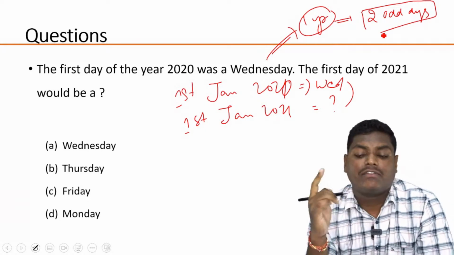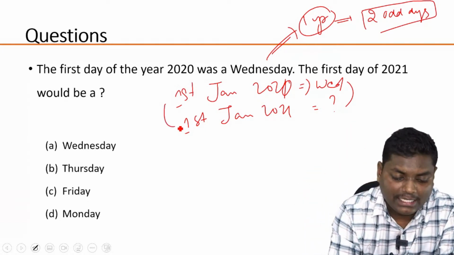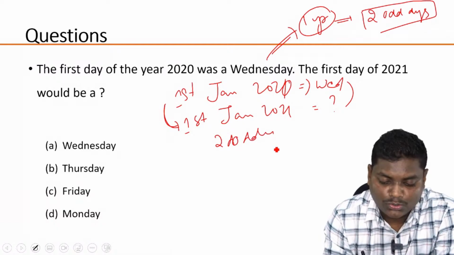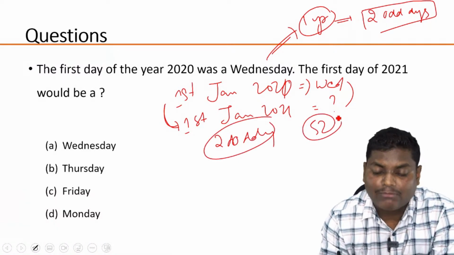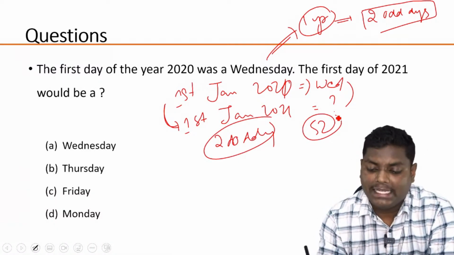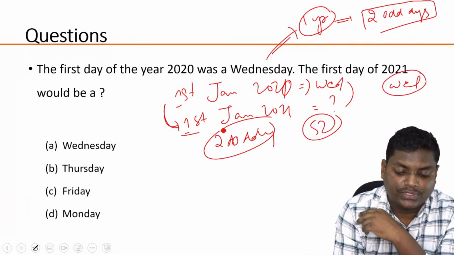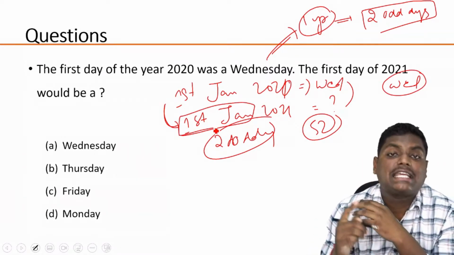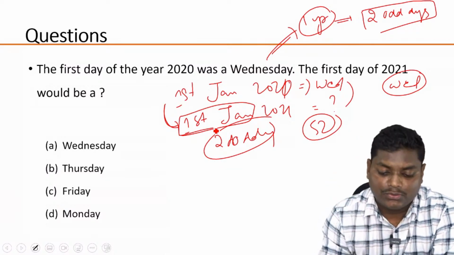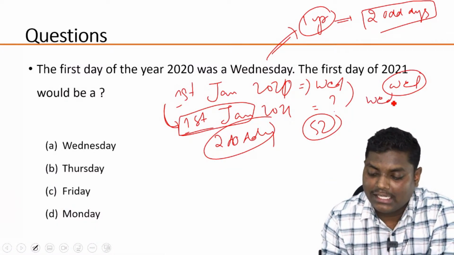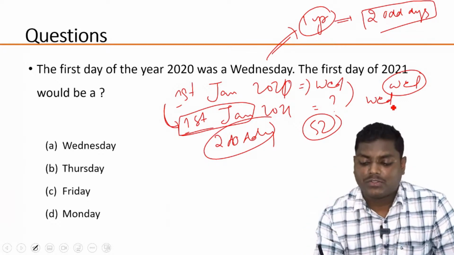Two odd days extra we are having. Now if you see that in this year, 2 odd days are extra. So for 52 weeks, if you start, we'll be ending with the same Wednesday. So for the first Jan, you just need to add 2 days here. Since it is Wednesday, you just need to add 2 more days over here.